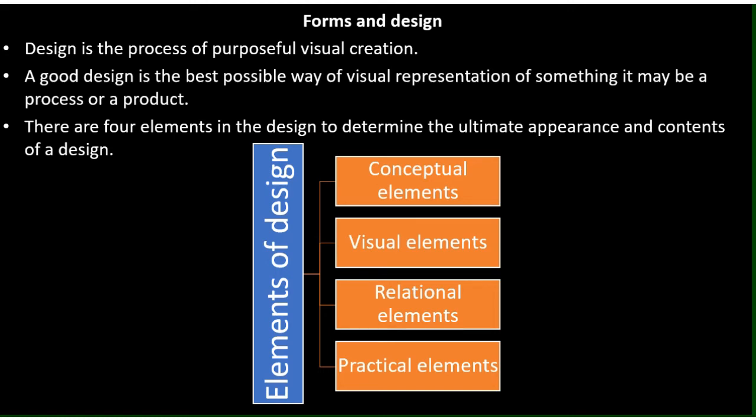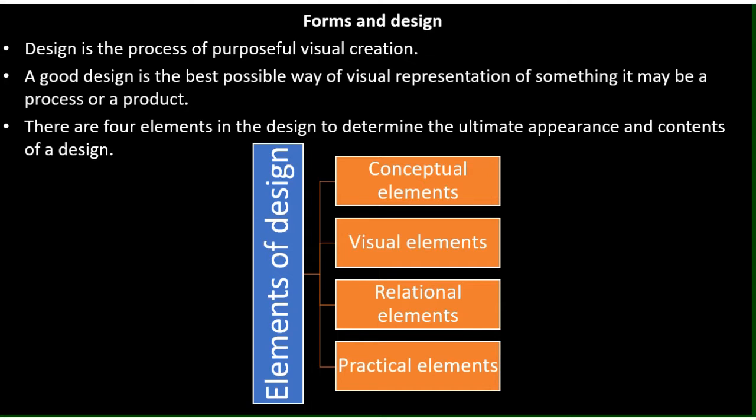Forms and design. As we know, design is the process of purposeful visual creation. So, definitely, a good design is the best possible way of visual representation of something. That may be a process or a product. If you consider this design, which has some elements which determine the ultimate appearance and the contents of a design, these elements are called elements of design.